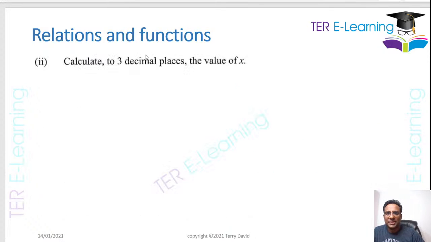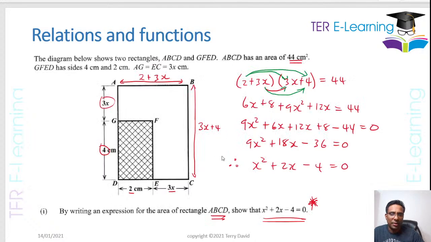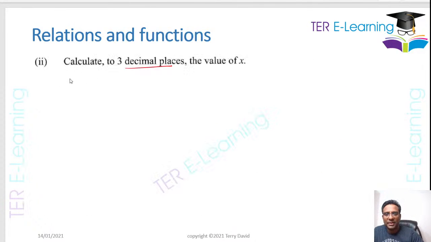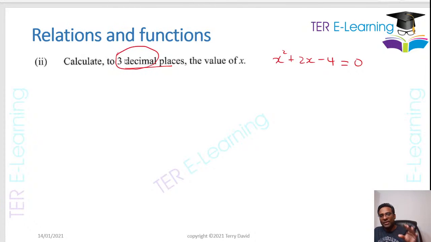Right, now they want us to calculate to 3 decimal places the value of x. Now, look at the equation that we have. We have x squared plus 2x minus 4. That's what we have, right? Now, this here is a quadratic, and the fact that they told us to solve this to 3 decimal places gives us a hint. So whenever CXC tells you to solve a quadratic and they say to 2 decimal places or 3 decimal places, it means that they want us to use the formula, right?